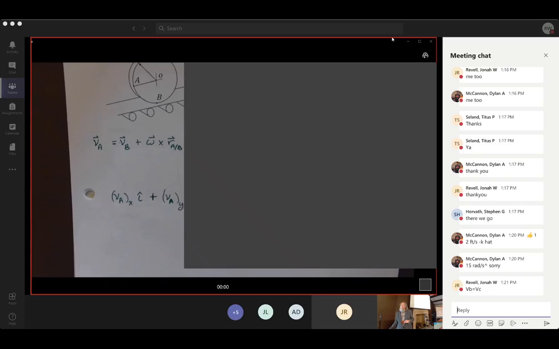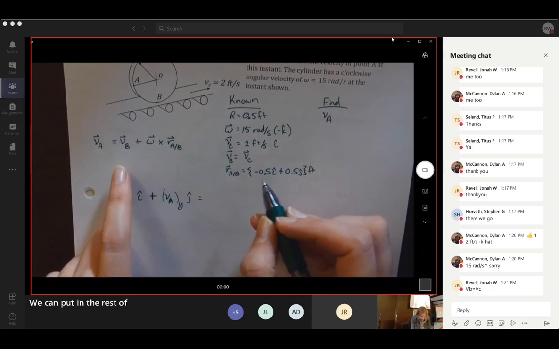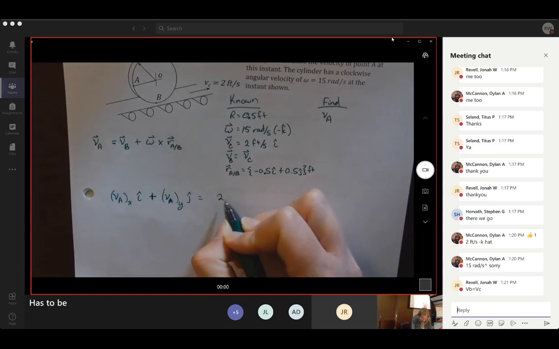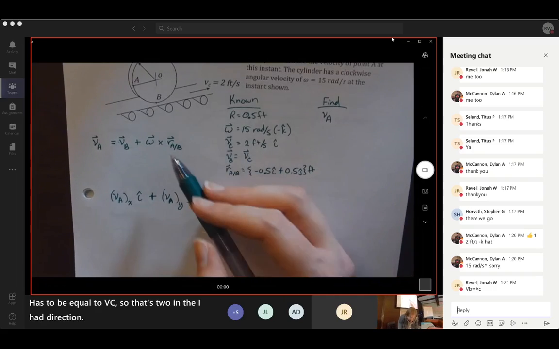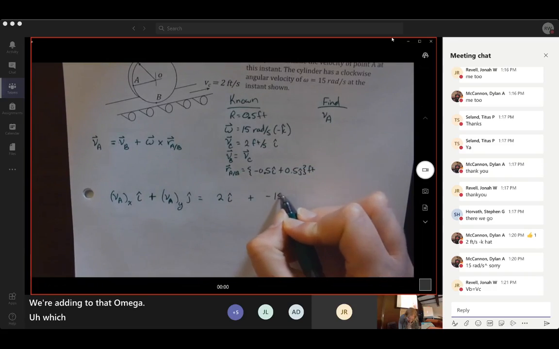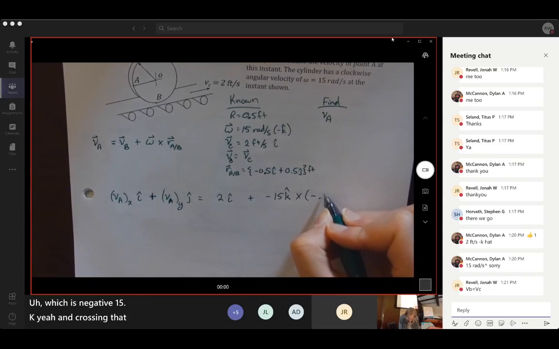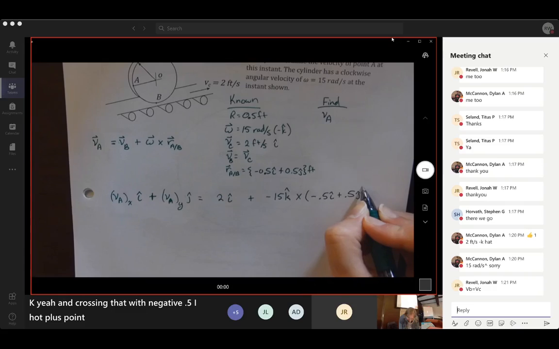So now that we've got them separated, we can put in the rest of this. We know VB has to be equal to VC, so that's 2 in the I hat direction. We're adding to that omega, which is -15 K hat, and crossing that with -0.5 I hat plus 0.5 J hat.